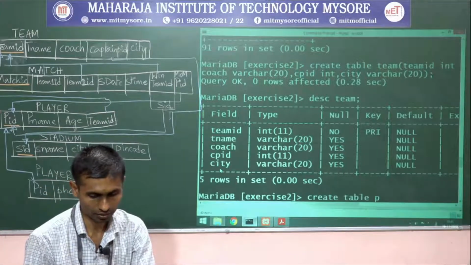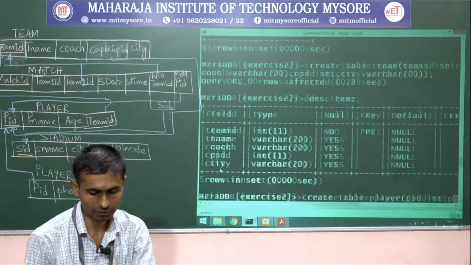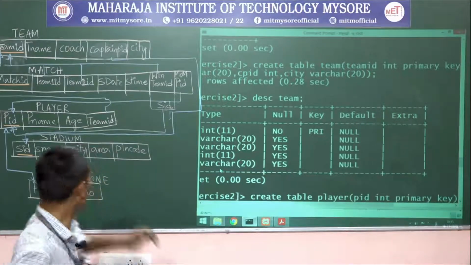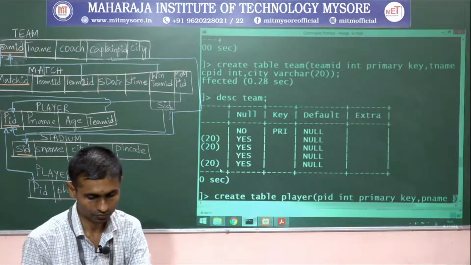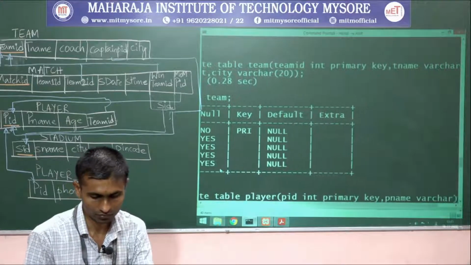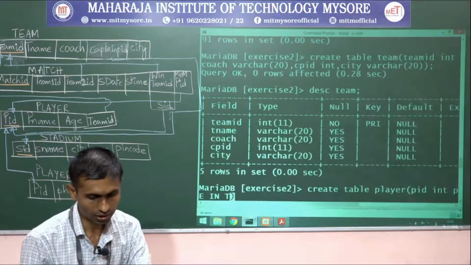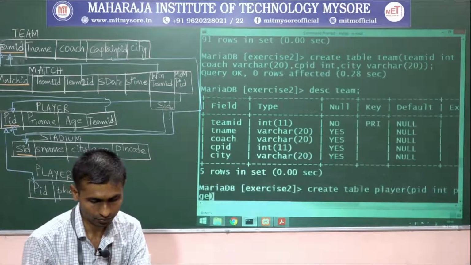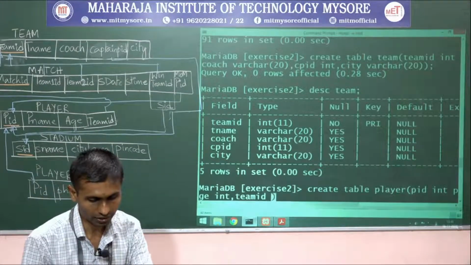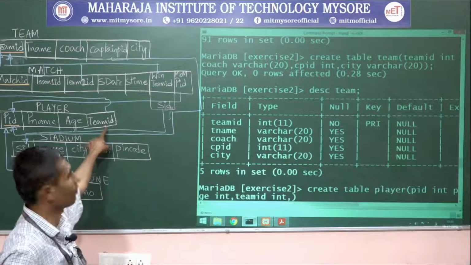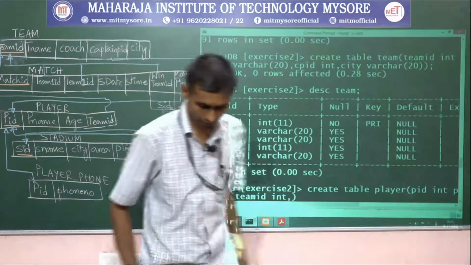Done. Now I'll go with creating the player table. Create table player. I'll make this PID integer type and a primary key, as per our design. Then what next? P name, player name, varchar of 20. What next? We are having age, integer type. Next, we are having team ID, int, and I want to make this a foreign key, and it should point to where, guys? It should point to the team table, team ID, right?